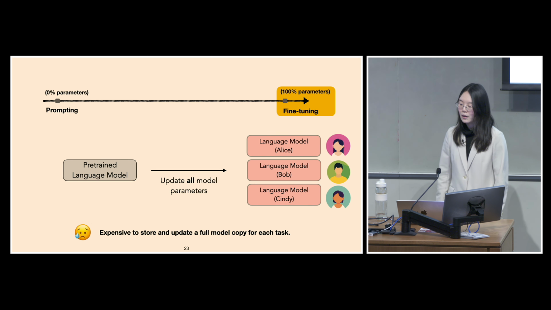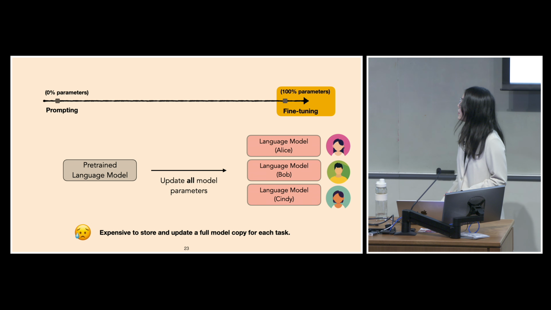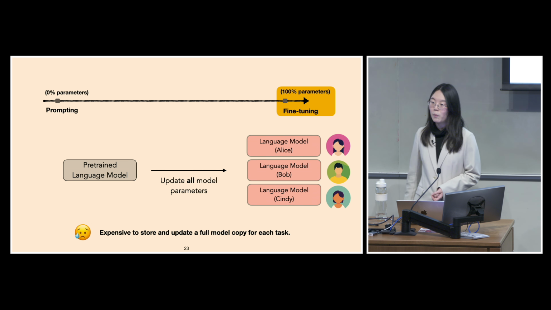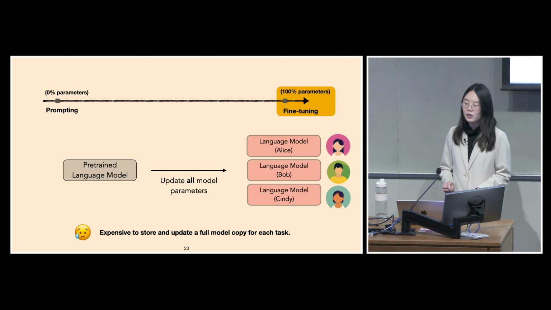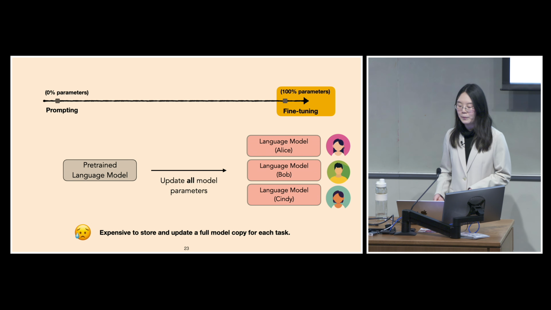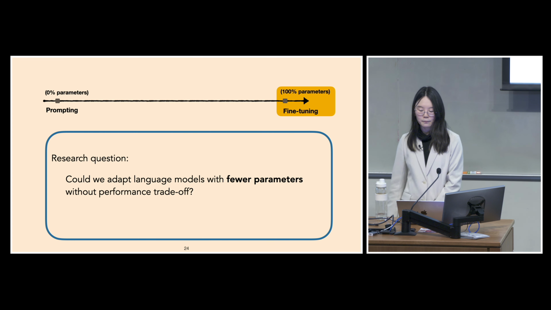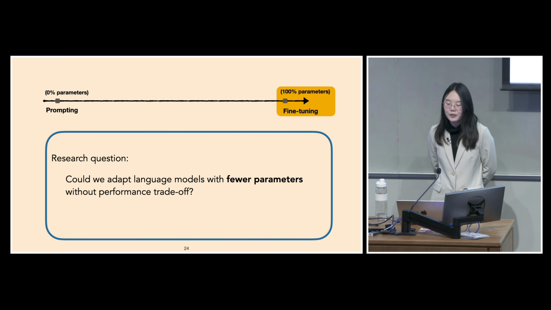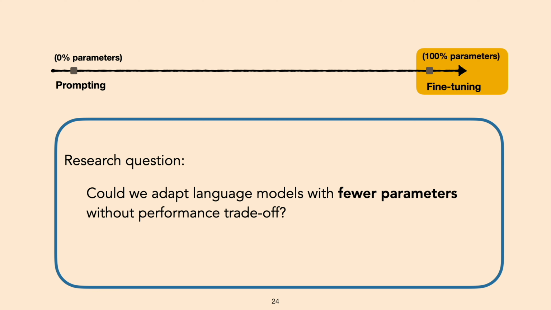On the other hand, fine-tuning can match the distribution very well, but it requires updating all the model parameters. So it's very expensive to have to store and update a full model copy for each personalization task. So now the research question is, could we adapt the language model with fewer parameters and at the same time without sacrificing any task performance?